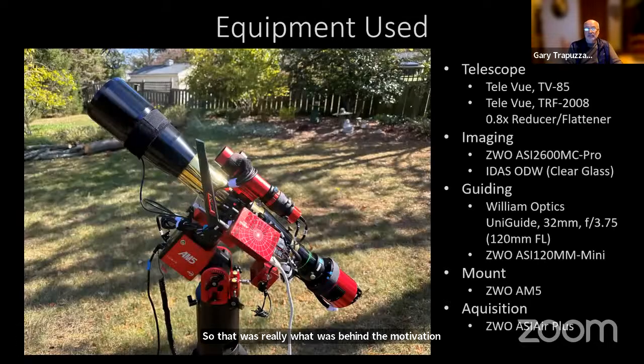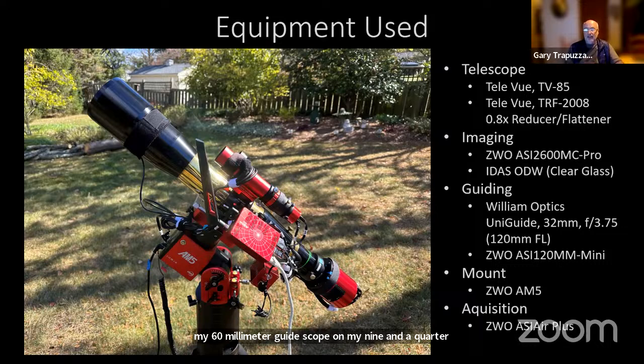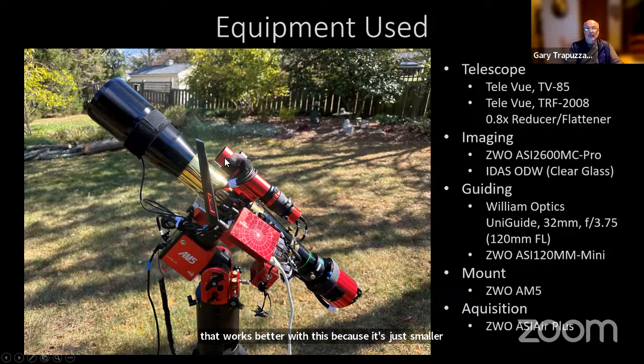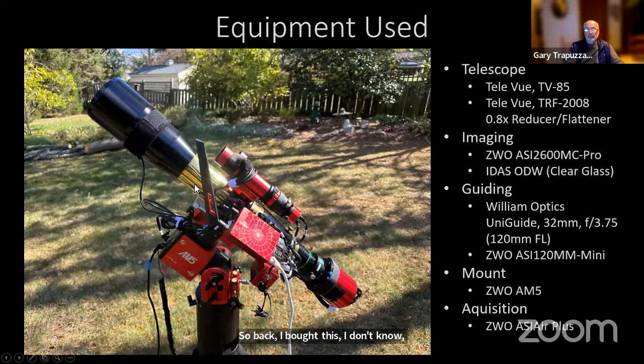I used almost identical equipment. The only difference was I have a smaller guide scope now, because I use my 60mm guide scope on my 9 1/4, and I have that dedicated to that. And I have a little 32mm guide scope that works better with this because it's just smaller, and I don't need the focal length of the 60mm. So this is my old TV85. This goes back to serial number 3. I bought this 20-something years ago, 25 years ago, something like that. So it goes back quite a bit, into the late 90s.